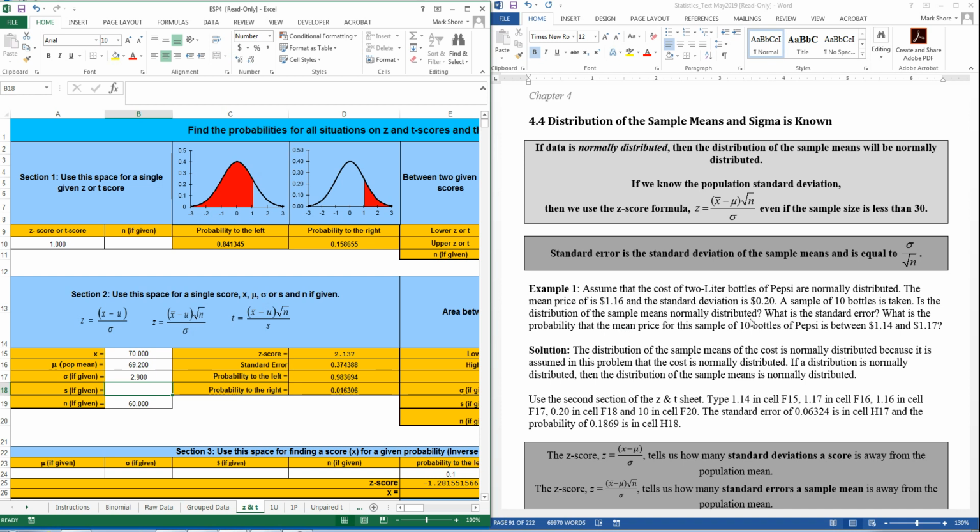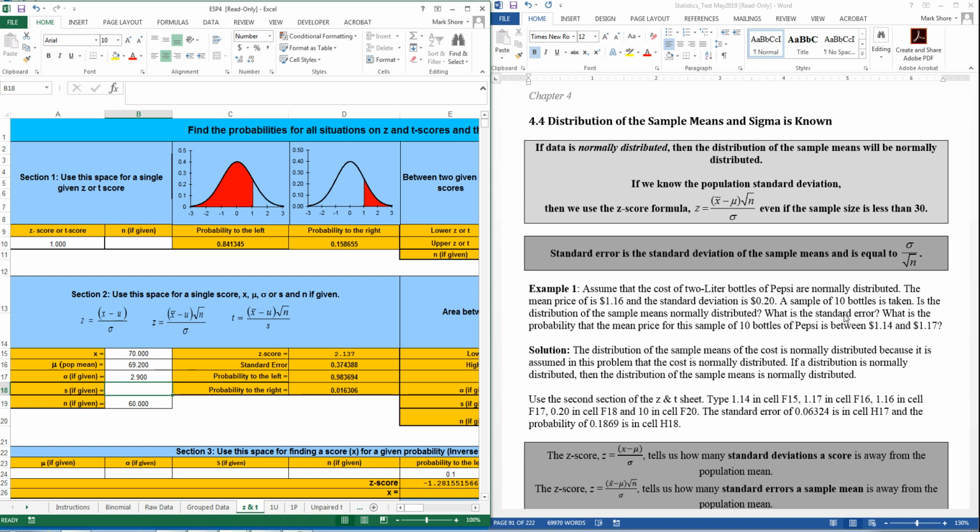And the answer to that question is yes, because as long as the original distribution is normally distributed, which it says here in the first sentence, the cost of the 2-liter bottles of Pepsi are normally distributed, then the distribution of the sample means is automatically normally distributed. So that's guaranteed right there. So yes. And then what is the standard error?